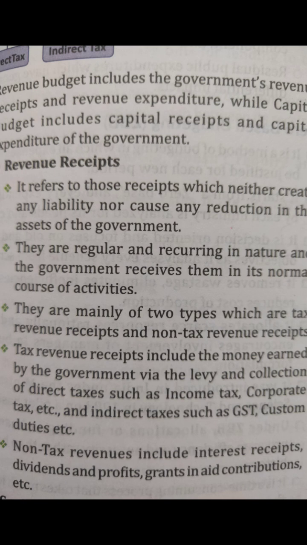These other sources include 1. Fiscal services, 2. General services, 3. Fees, fines. 1. Fiscal services, government as a producer. The government makes and provides important items like money, coins, and stamps. It earns money from this process.